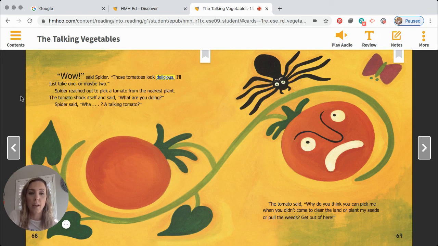The tomato said, "Why do you think you can pick me when you didn't come to clear the land or plant my seeds or pull the weeds? Get out of here."